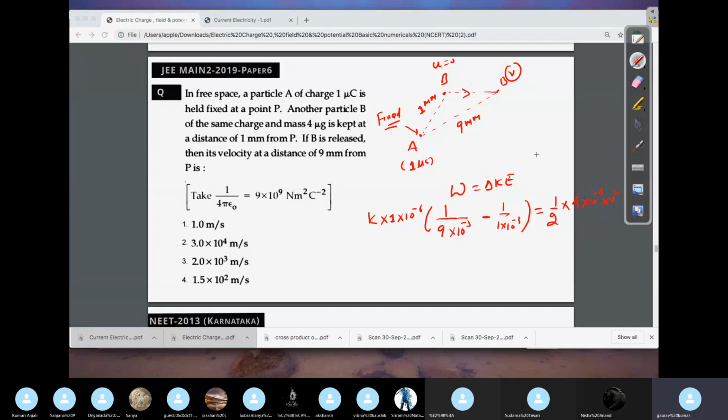What is k here, by the way? k is 9 into 10 to the power 9. So we can cancel this 9, 9. There's no 9 here, sorry. Then we can multiply inside. We can take this 9 into 10 to the power 9; if you multiply this, you'll get 10 to the power of 3. And in these two, I can take 9 into 10 to the power minus 3 as an LCM. What will I get here? I'm getting negative.